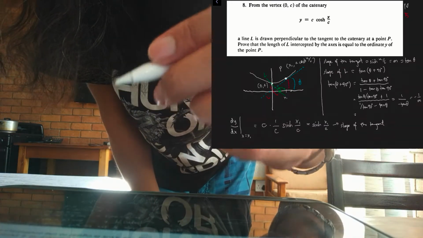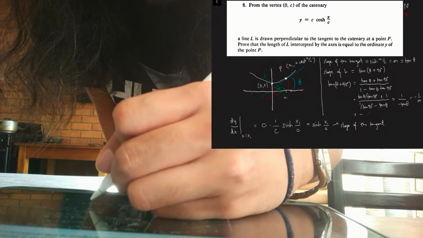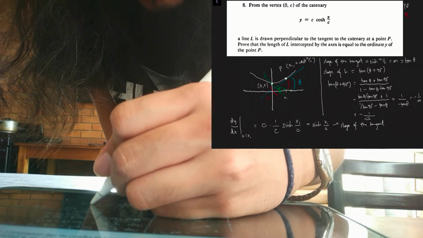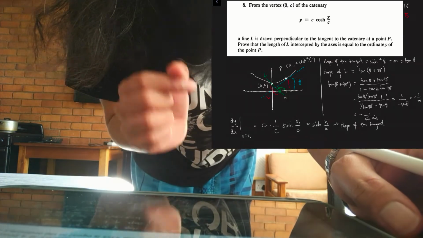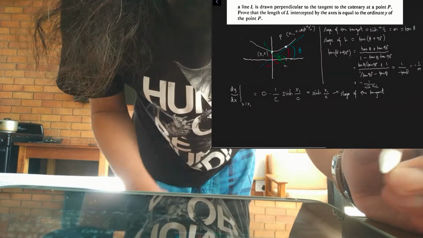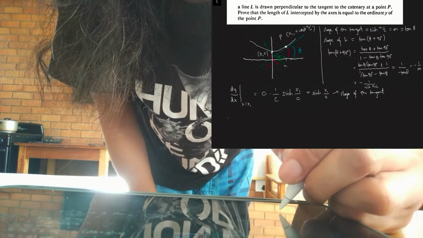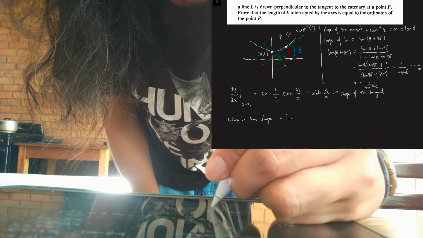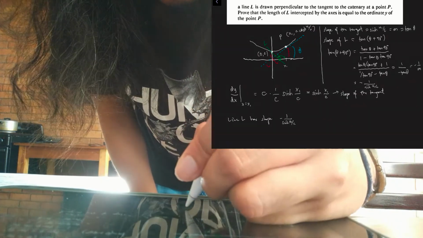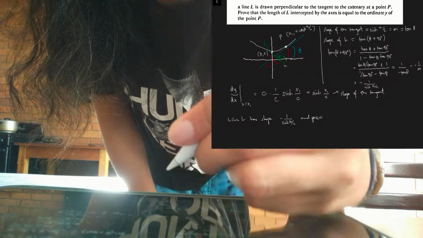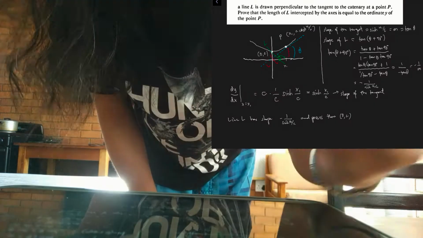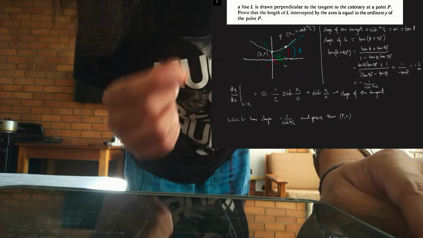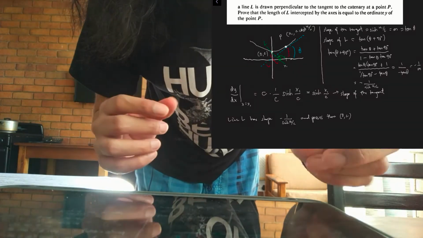But anyway, since it is negative 1 over m, this is just negative 1 over sinh of x1 over c. So this negative 1 over sinh of x1 over c is the slope of line L, the green line in our figure. So line L has slope negative 1 over sinh x1 over c, and passes through 0, c. That's given. We're given a point and we know the slope, so we can get the equation of the line using the point-slope form.